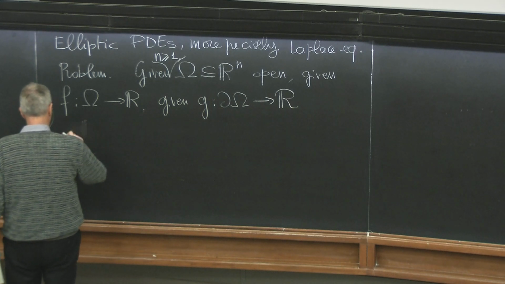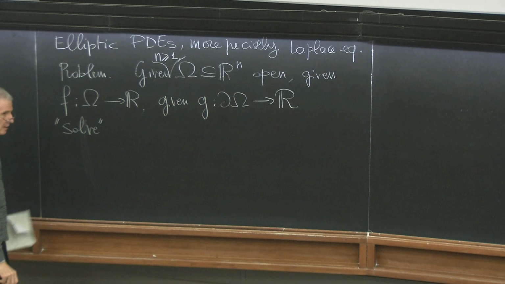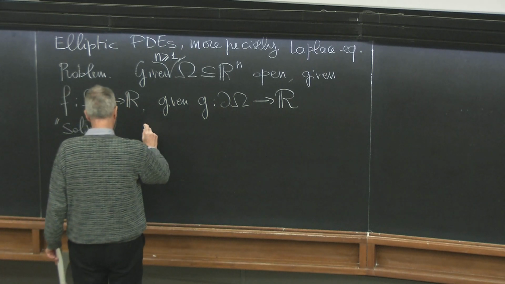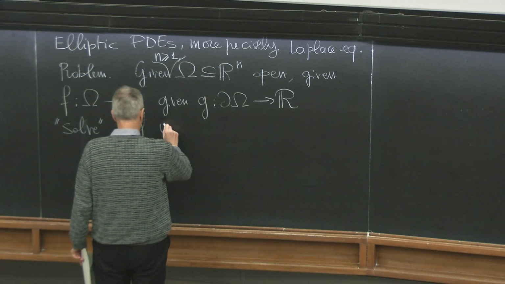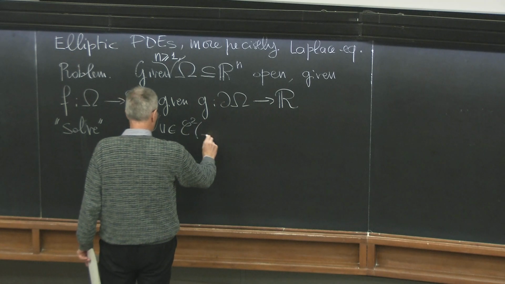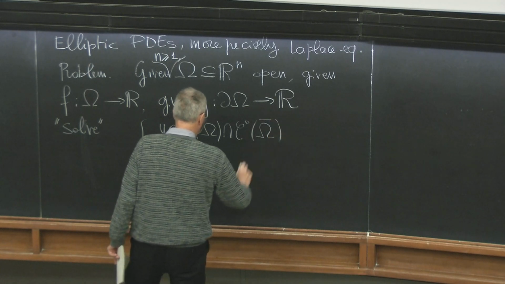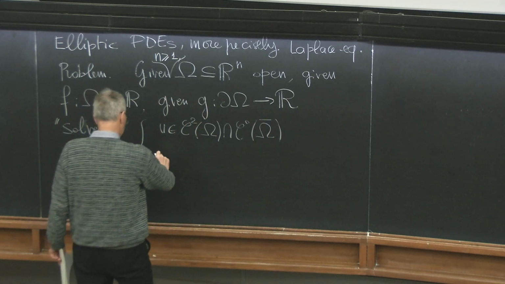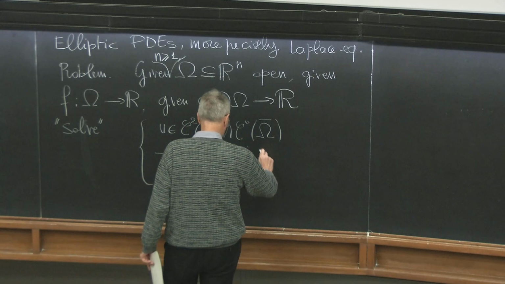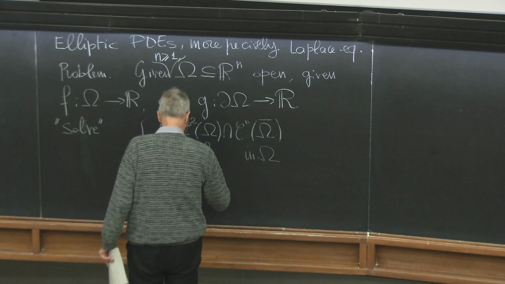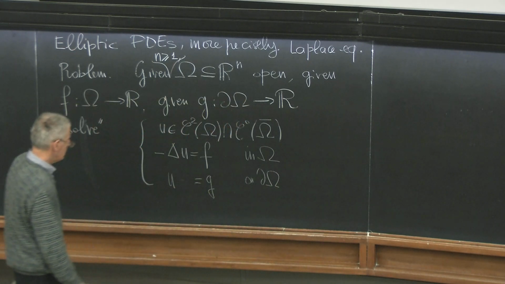So find, solve. But what solve means, we will see during the course. Solve the following problem. So u is C2 of omega intersection C0 of omega bar, minus Laplace of u equal f in omega, and u equal g on the boundary of omega. So what is this problem?